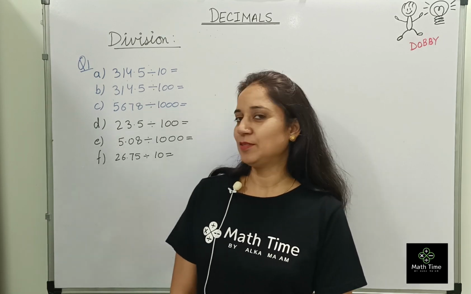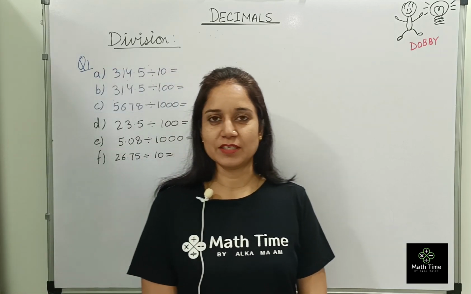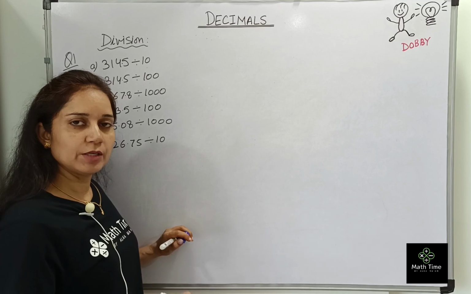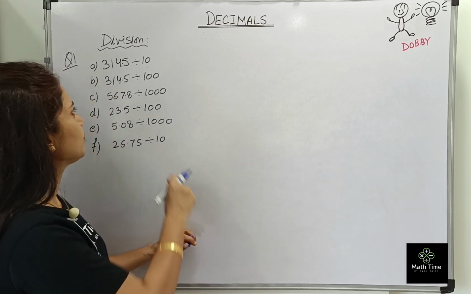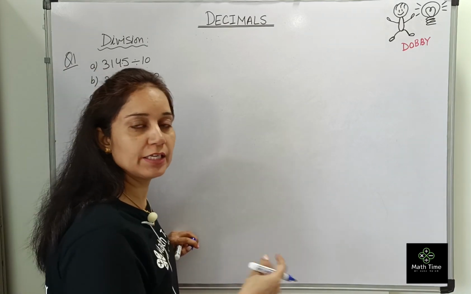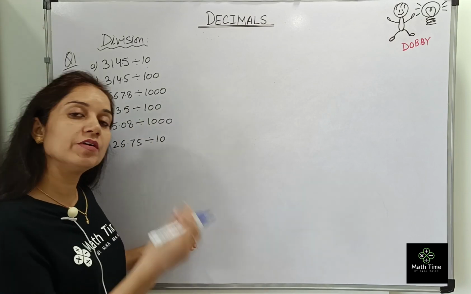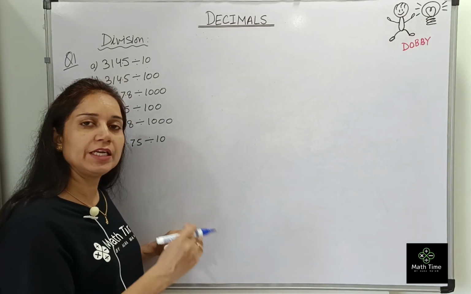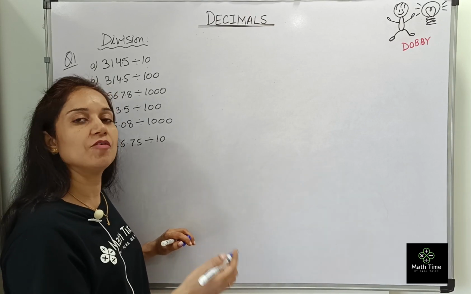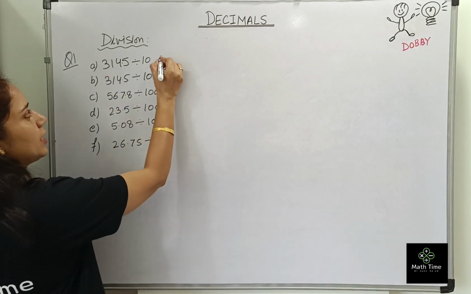Continuing with our topic decimals, in today's class we will be seeing how to do division with decimals. Okay, so let us start. Let us start with division by 10, 100, 1000. In multiplication, the decimal shifts ahead, as we get a bigger value after multiplying. The reverse is the case of division. In division, the decimal shifts back towards the left side because after dividing you are getting a smaller value, right? So let us start.